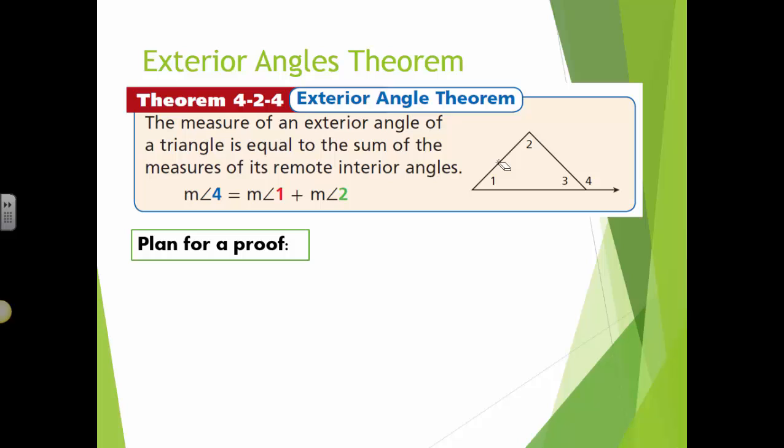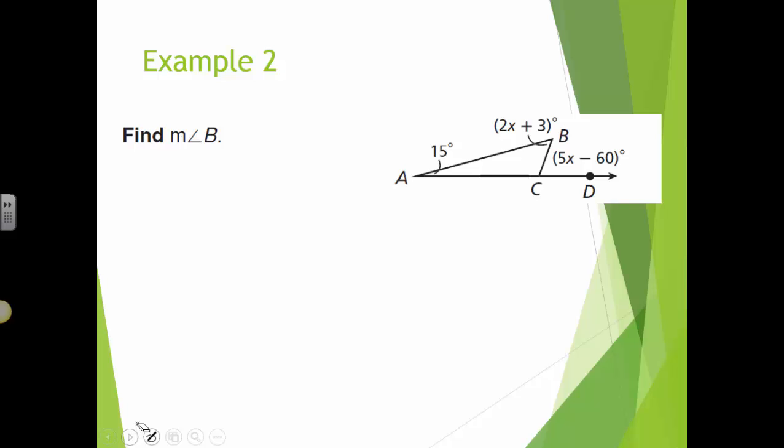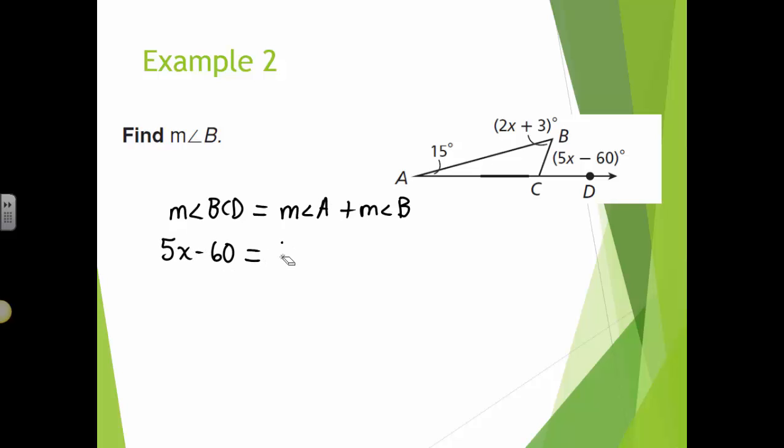And that's it. We're not going to do the plan for the proof because we're going to prove this one in class. So right now we're just going to use the exterior angles theorem. So that means that this guy right here, the measure of angle BCD, is equal to the measure of angle A plus the measure of angle B. So we get 5x minus 60 is equal to 15 plus 2x plus 3. So that gives us 5x minus 60 is equal to 18 plus 2x.